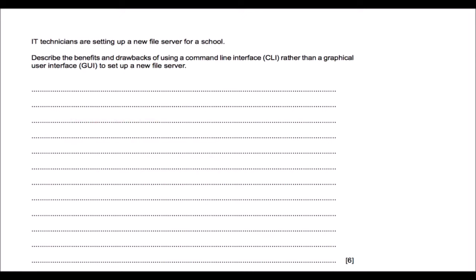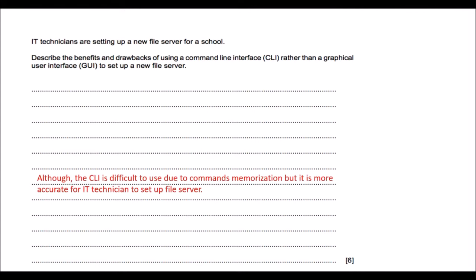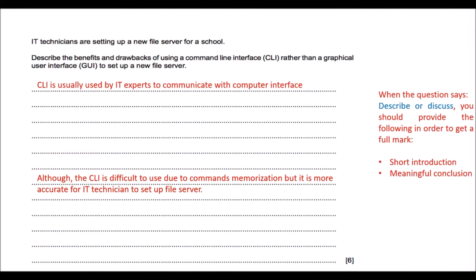Now, this question is a medium question. It's not difficult, by the way. It says IT technicians are setting up a new file server for a school. Describe the benefits and drawbacks of using a CLI rather than a GUI to set up a new file server. You see now, what is the benefit of using CLI instead of GUI to set this up? CLI is usually used by IT experts to communicate with the computer, right?